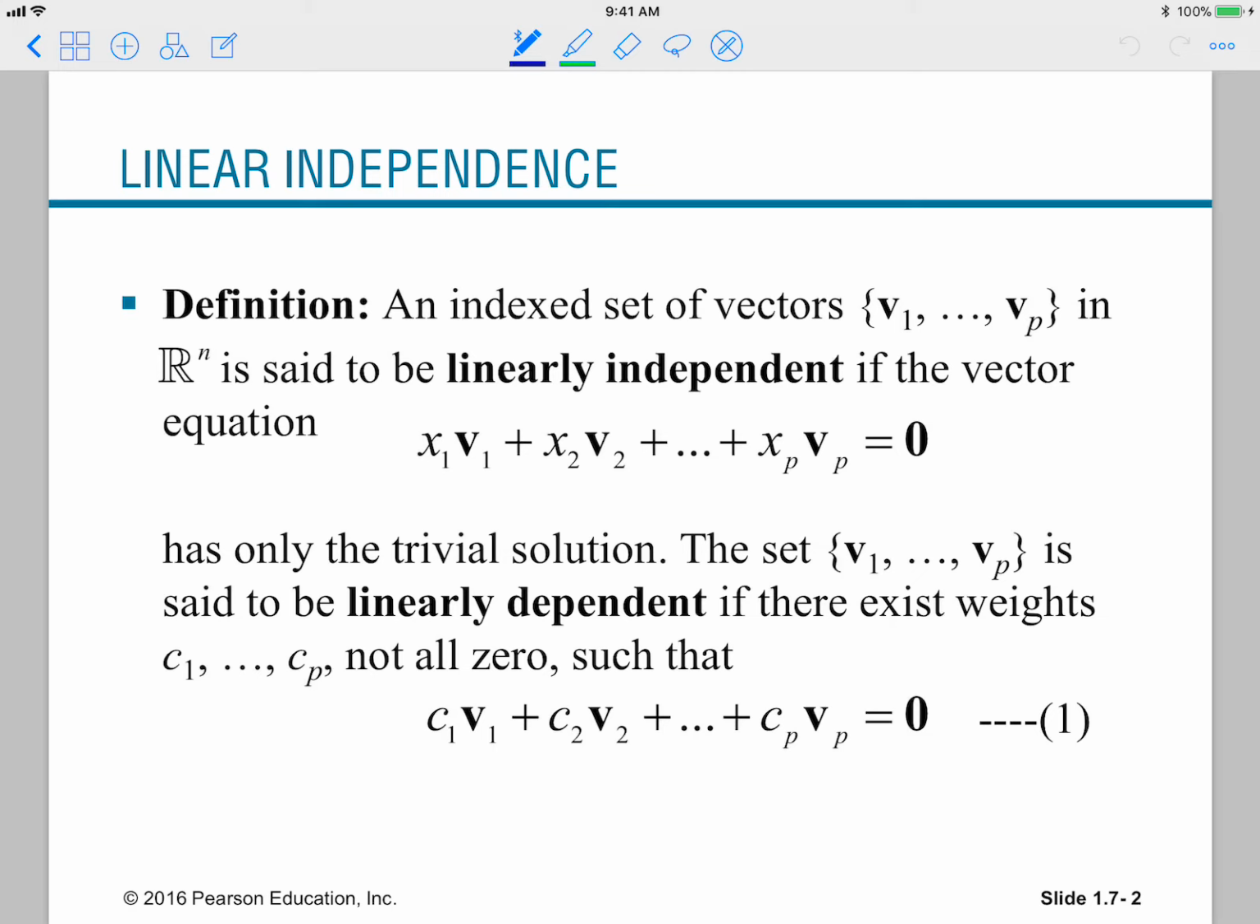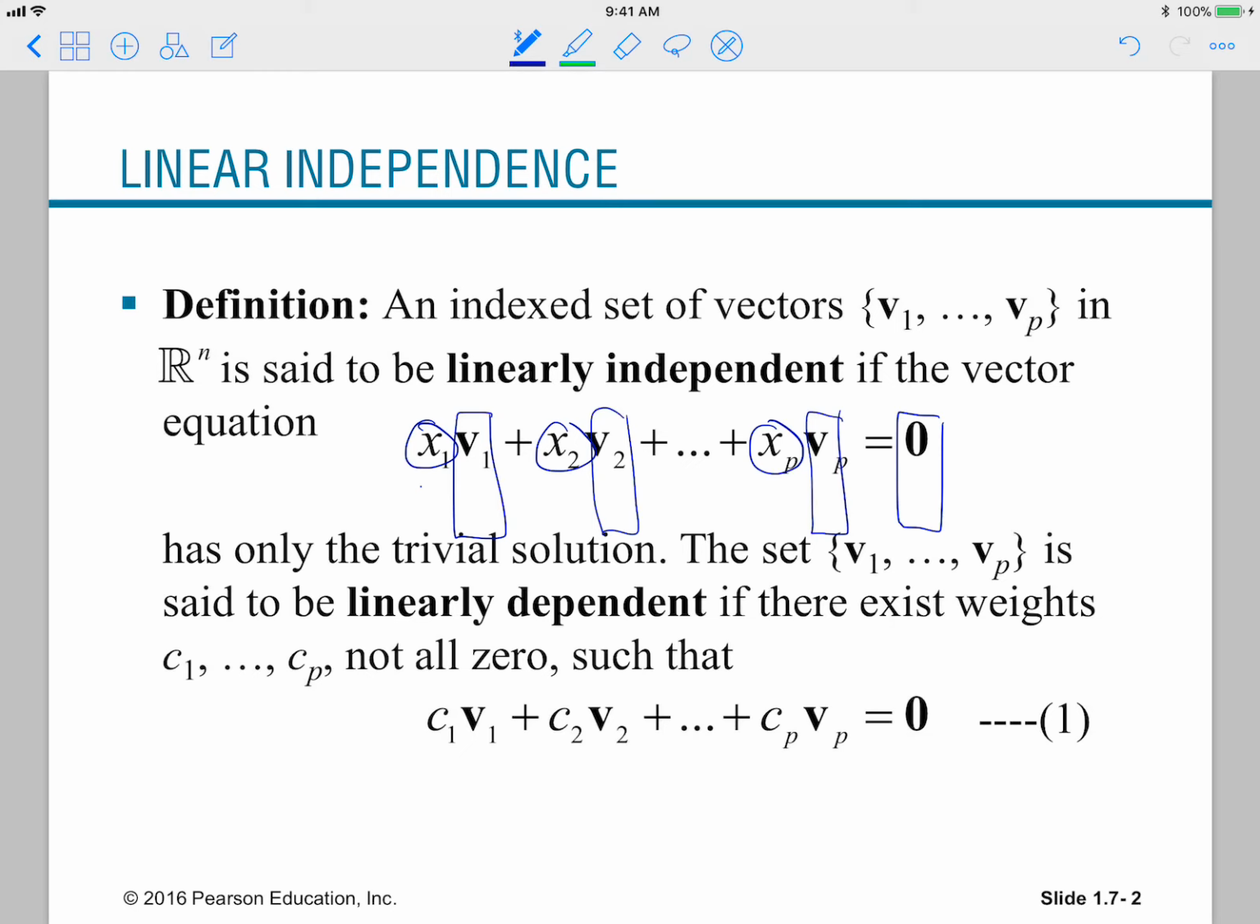If you remember the vector equation form of our linear system, the left hand side can be represented as a linear combination of the given vectors v1 through vp, with some unknown linear combination coefficients, right? And in this case we consider the zero vector as the right hand side vector.